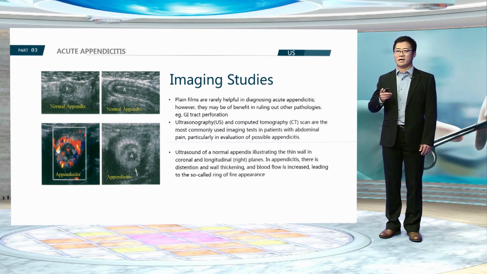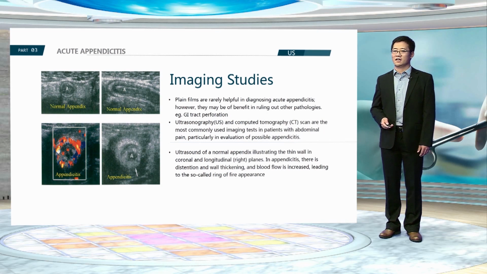In ultrasound, we can see pictures of a normal appendix, illustrating the thin wall in coronal and longitudinal planes. But in appendicitis cases, there is distension and wall thickening. The blood flow is increased, leading to the so-called ring of fire, not ring of king. That's the ring of fire appearance. That's very typical.